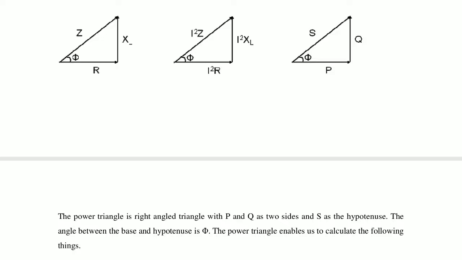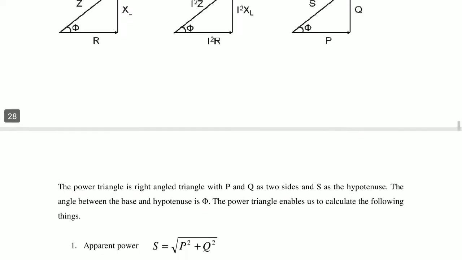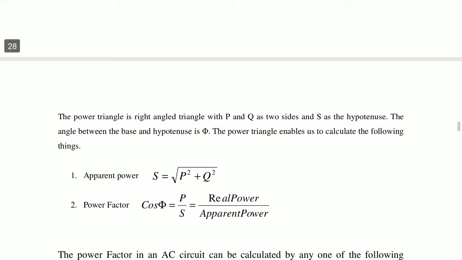Now P and Q are the two sides and S is the hypotenuse. The angle between the base and the hypotenuse is phi, and the power triangle enables us to calculate the following things. Apparent power S is equal to the square root of P square plus Q square. S is nothing but the apparent power, the total circuit power, a combination of active and reactive power.